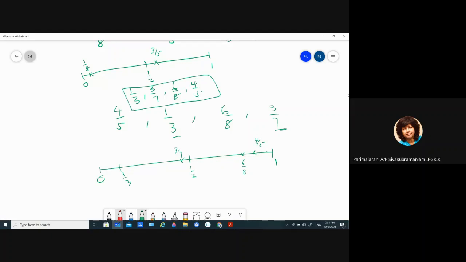Okay, so with this number line, marking 0, half and 1 and deciding where the fraction lies. Is it above half or is it below half? Is it near to 0 or is it near to 1? With that reasoning, we can compare and order fractions easily. Okay, class?